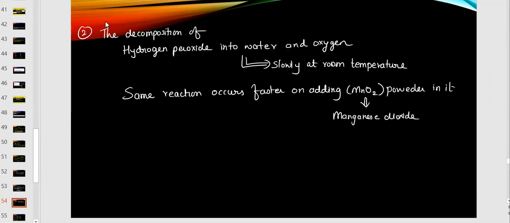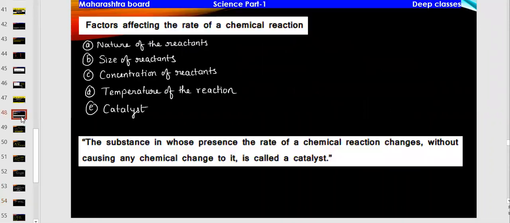Okay, so these are the 5 factors we discussed today. Based on these 5 factors, there will be changes in the reaction. Those 5 factors are nature of reactants, size of reactants, concentration of reactants, temperature of reaction, and catalyst.